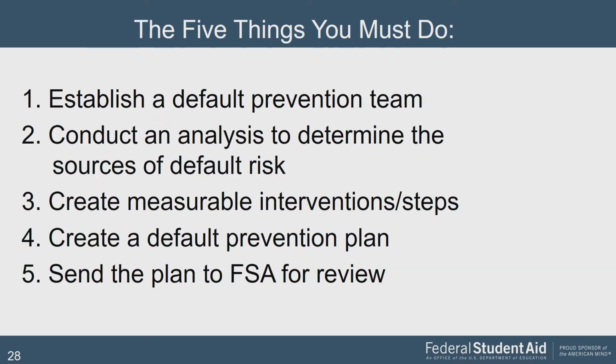So what are some of the things that you can do? First of all, establish a team. A very effective team is one where the financial aid administrator is not the chairperson of the team. So if I call your school and you have the financial aid director as the chairperson of your team, or I review your plan and I see that person as chairperson, I put red marks through it and send it back to you.